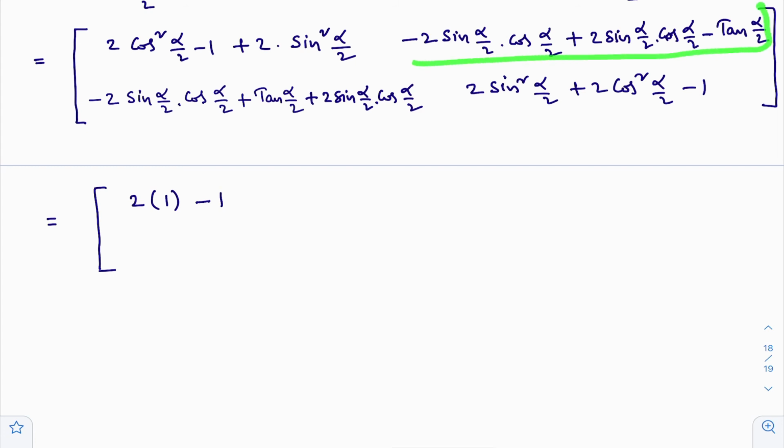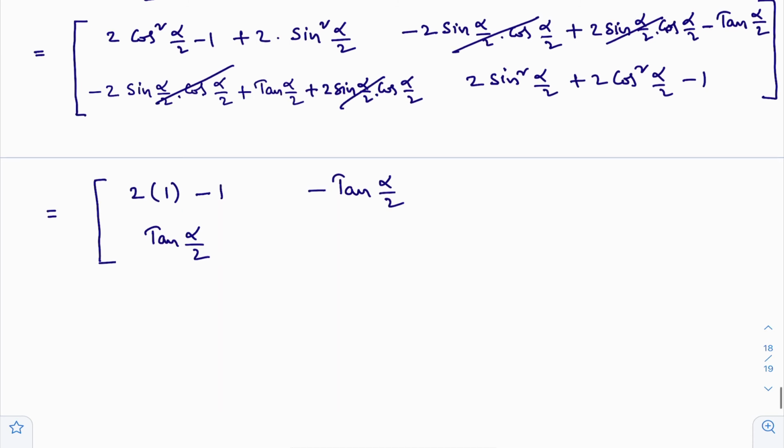Now, come back to this element. You can observe here, this minus 2 sin alpha by 2 cos alpha by 2 plus 2 sin alpha by 2 cos alpha by 2, both will get cancelled. If both will get cancelled, what you will get? Minus tan alpha by 2 is remaining. So you will get here minus tan alpha by 2. Now you observe this element, in this element, minus 2 sin alpha by 2 cos alpha by 2 plus 2 sin alpha by 2 cos alpha by 2 will get cancelled. So what you will get here? Here you will get tan alpha by 2, because this element will get cancelled.